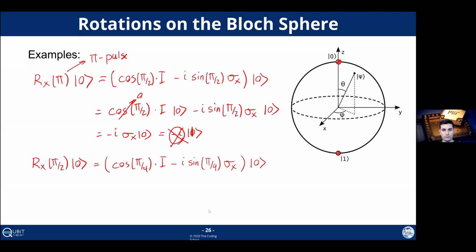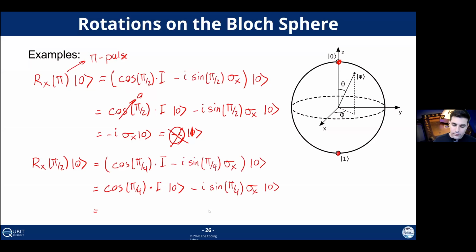So let's first do this using the bracket notation and the bracket representation, then we can talk about it on the Bloch sphere. So here again, what I'll tell you is that each one of these operations can act on the 0 state separately. So I can write this as cosine of pi over 4 times I acting on 0 minus i sine of pi over 4 times sigma x acting on, again, 0.